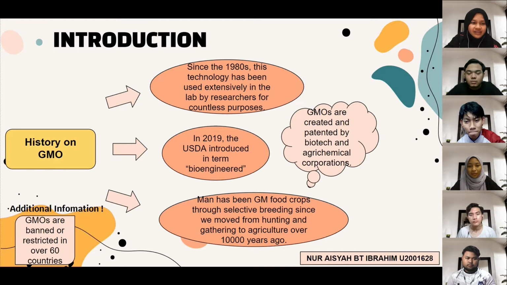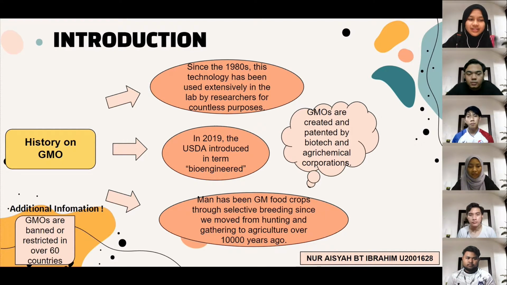Since the 1980s, this GMO technology has been used extensively in the lab by researchers for countless purposes, in order to make copies of genes or proteins, to determine gene function, to study gene expression patterns, and to create models for human diseases. Besides, in 2019, the USDA introduced the term bioengineered as another term to refer to GMOs. Other than that, man has been genetically modifying food crops through selective breeding since we moved from hunting and gathering to agriculture over 10,000 years ago.